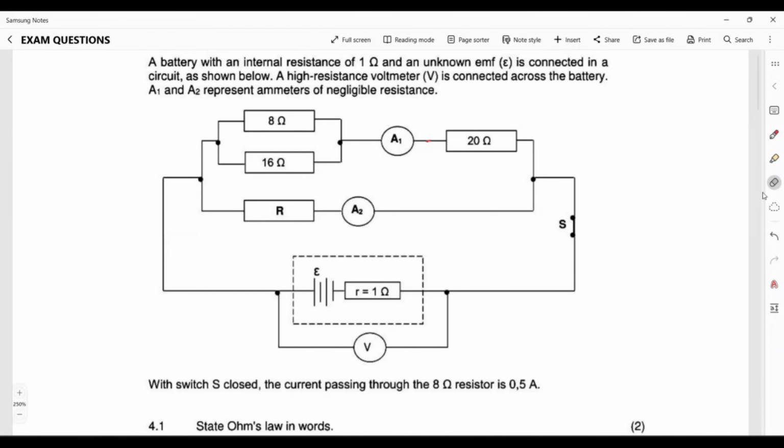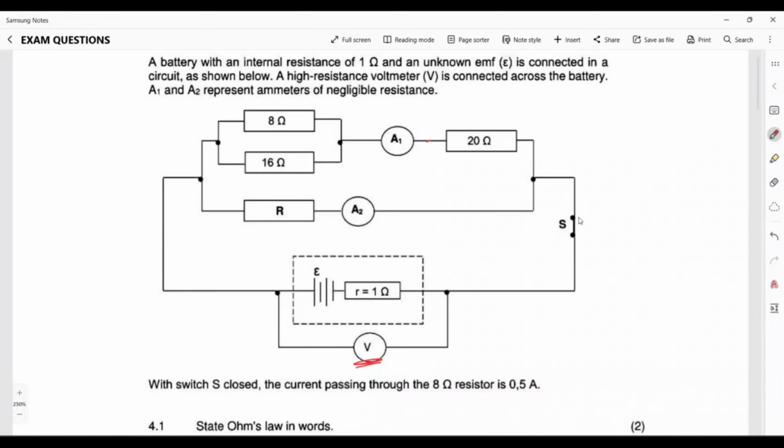Okay, a high resistance voltmeter is connected across the battery. Okay, which is this one. They simply mean that resistance over there. Okay, and then A1 and A2 represent ammeters with negligible resistance over there. That statement, does it actually play a role? It doesn't actually matter, but it's fine. Now, the next statement says, with the switch S closed, the current passing through the 8 ohm resistor is 0.5 ampere.